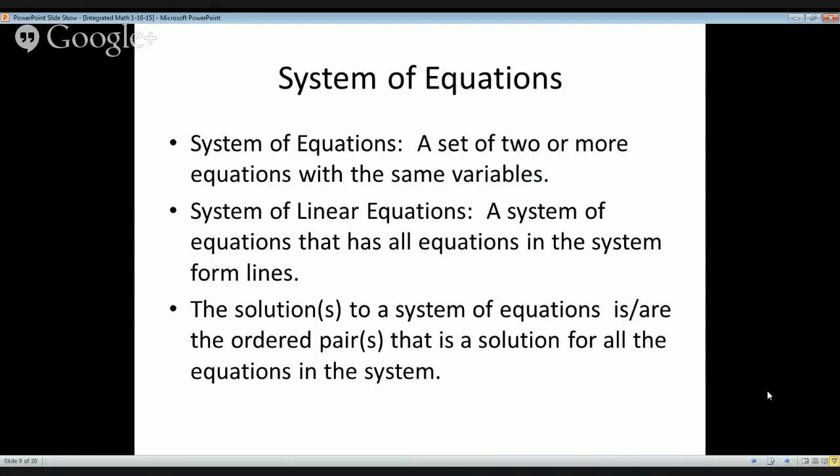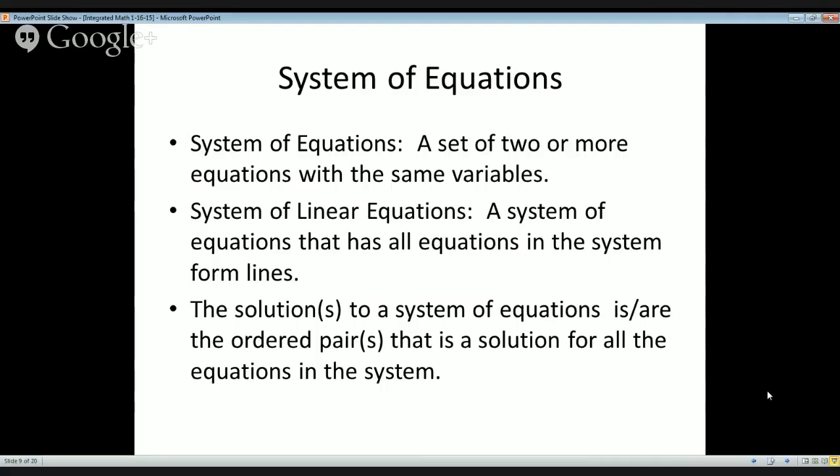So if we're going to talk about system of equations, a system of equations is a set of two or more equations with the same variables. So you'll see some examples of that in a couple minutes. A system of linear equations meets the requirements I just mentioned, plus all equations, when they're graphed, form lines. So you've got two or more equations, and those equations all form lines in a system of linear equations. That's why they say linear, because they're the lines.